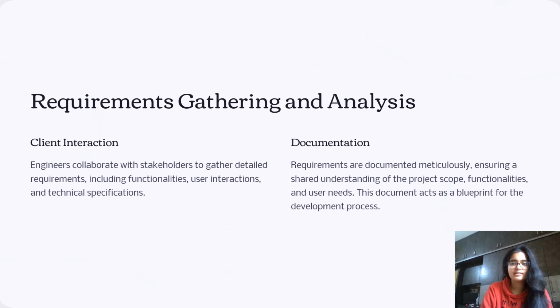Next is requirements gathering and analysis. There are two types, that is client interaction and documentation. Coming to client interaction, engineers collaborate with stakeholders to gather detailed requirements, including functionalities, user interactions, and technical specifications. Next is documentation. Requirements are documented meticulously, ensuring a shared understanding of the project scope, functionalities, and user needs. These documents act as a blueprint for the development process.